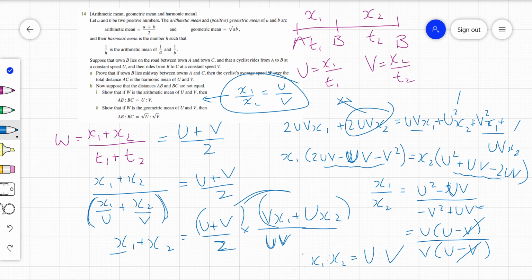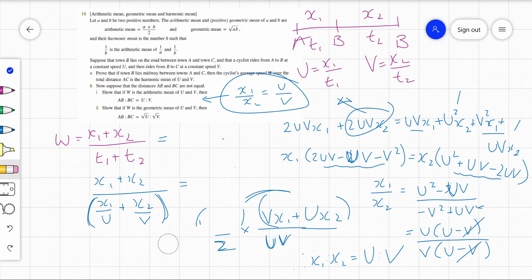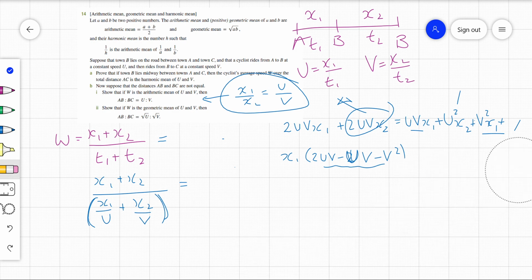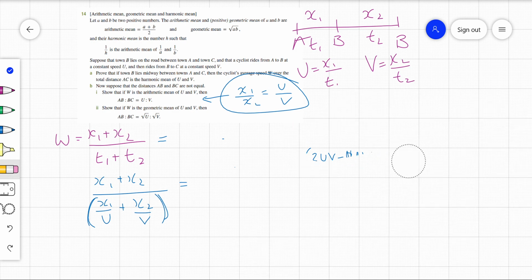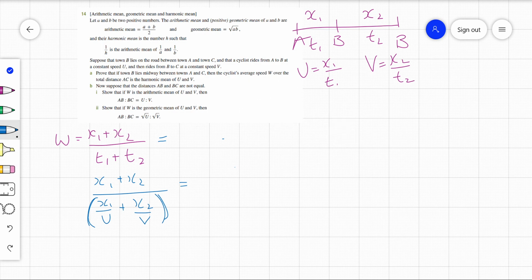Alright, so just rearranging to get the x1 on x2. So if I do pretty much the same thing, both of these you can actually do by observation. You might be able to pick it straight away, but if you can't, you just use your algebra. So this time, if you think about it, we want x1 on x2 to equal the square root of u on square root of v.